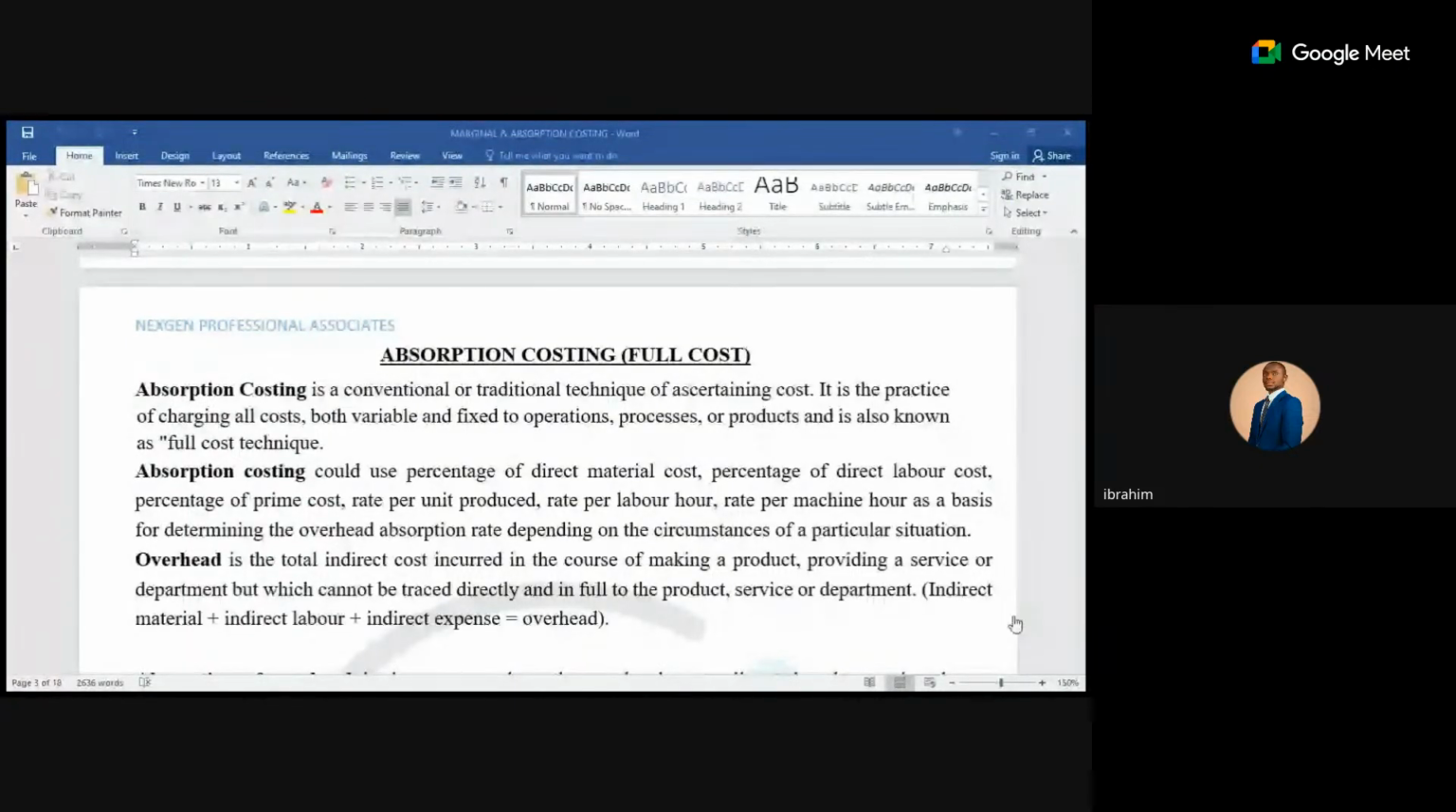Okay, we should not equally forget that we started our lecture from cost estimation, to marginal costing, from marginal costing now to absorption costing.